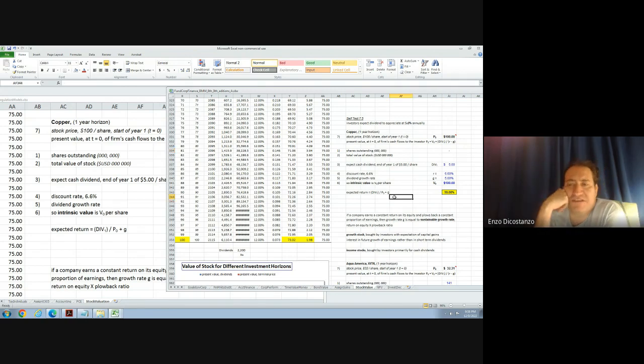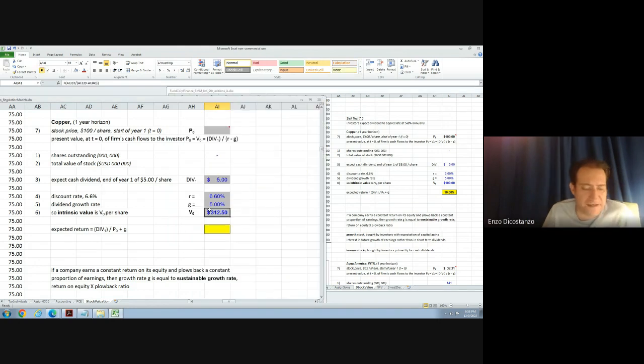It says investors expect dividends to appreciate at 5%. Okay, the market is pricing in 100. So we're starting with a valuation based on the market, and then from there want to determine the expected return for 100, which is higher than the 32. So obviously the expected return is going to be higher than 6.